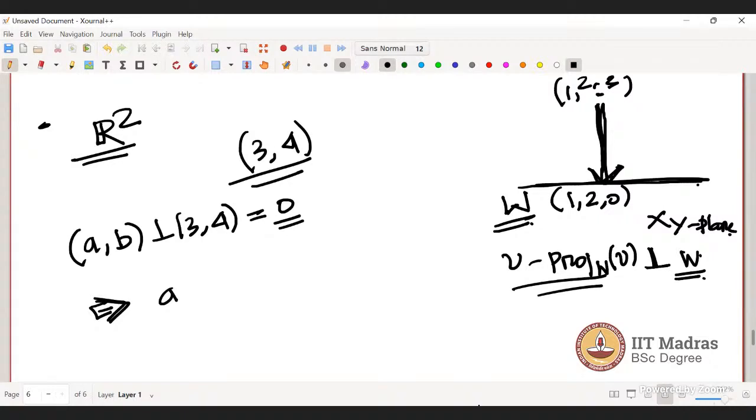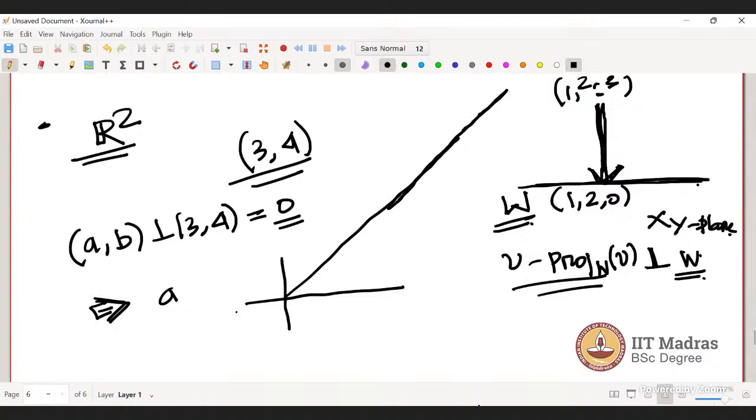Okay, so my point is, if I take any vector in this direction, and I normalize this vector V, then obviously I will get a unit vector in this direction.